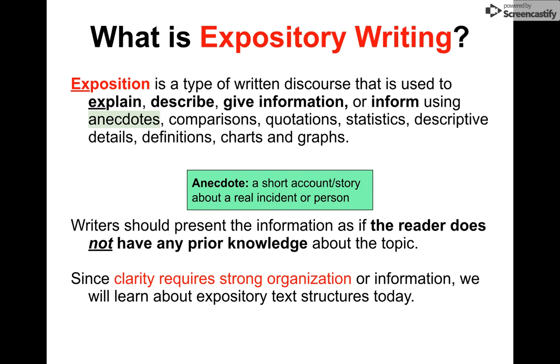One thing that you do want to make sure that you do when you are writing an expository type of text is that you give all information to your reader as if they don't have any prior knowledge. So you basically want to give them every single thing to help them understand what you're trying to say. And then, because clarity requires good organization, we're going to look at the 5 most common types of expository text structures today.